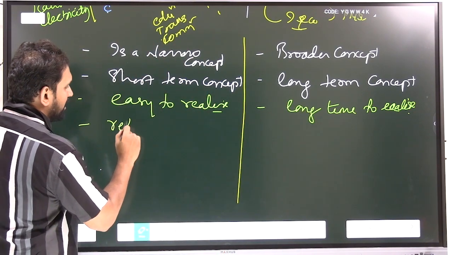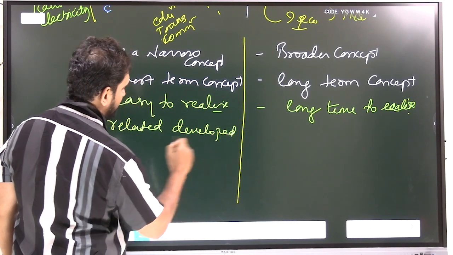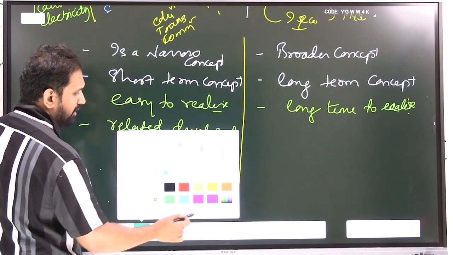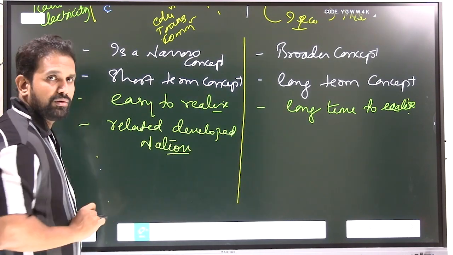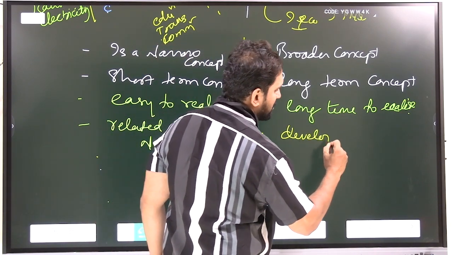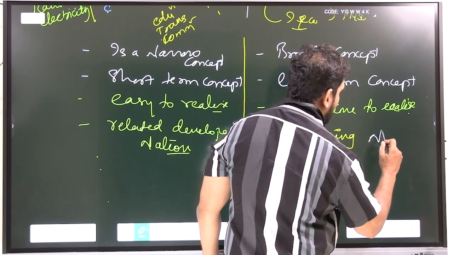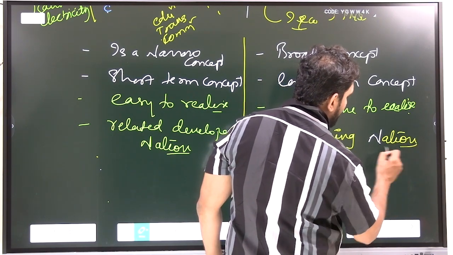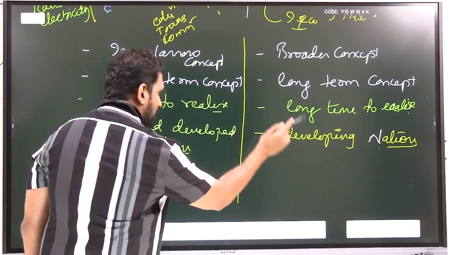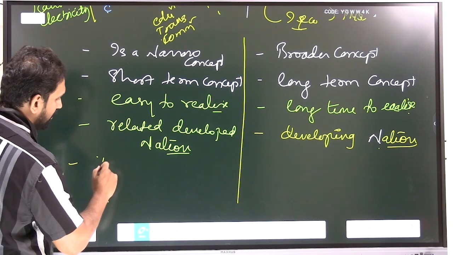Economic growth is more related to developed nations like UK, USA. They are more interested in whether economic growth increases or not; they are always in that particular situation only. But economic development is very, very important to developing nations. Countries like India, Pakistan, Bangladesh, Brazil, Argentina, all of them are developing nations. For them, economic development is important. They have to concentrate on this, whereas developed nations will concentrate on economic growth.